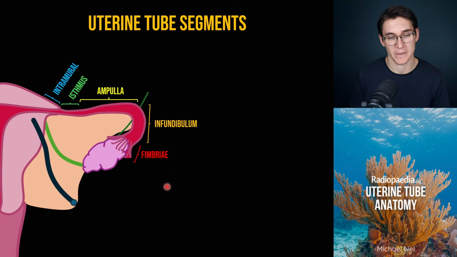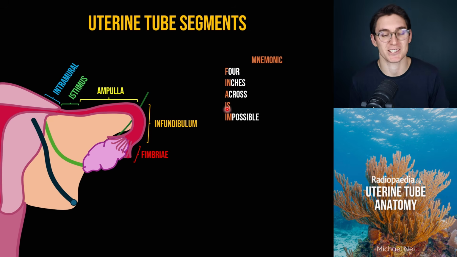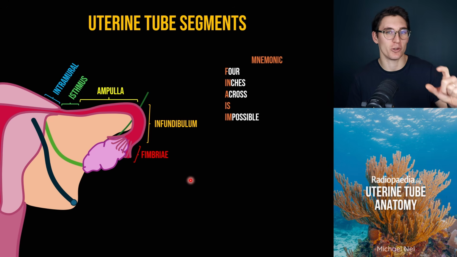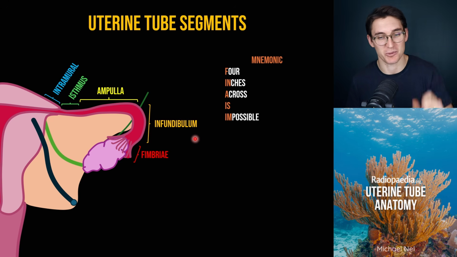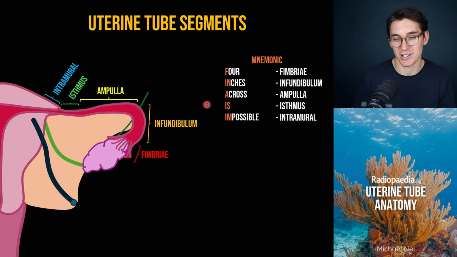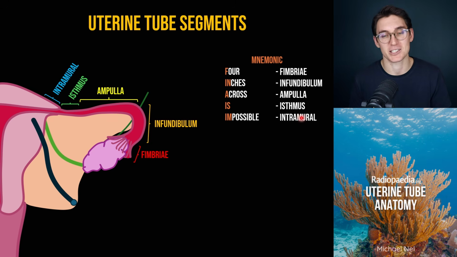Now, I'm not usually one for mnemonics, but there is a mnemonic here that can help you remember these uterine segments. And the mnemonic is 4 inches across is impossible. And not only do the initial letters of this mnemonic obviously give you a clue as to what the uterine segments are, but it also gives you some information about the length of the uterine tube itself. Generally, on average, the uterine tube is about 4 inches or 10 centimeters long. That is about normal for the uterine tube. Now the mnemonic here, I'll label it here: the fimbriae, infundibulum, ampulla, isthmus, and intramural segments. 4 inches across is impossible. Okay, so that's the uterine tube segments.